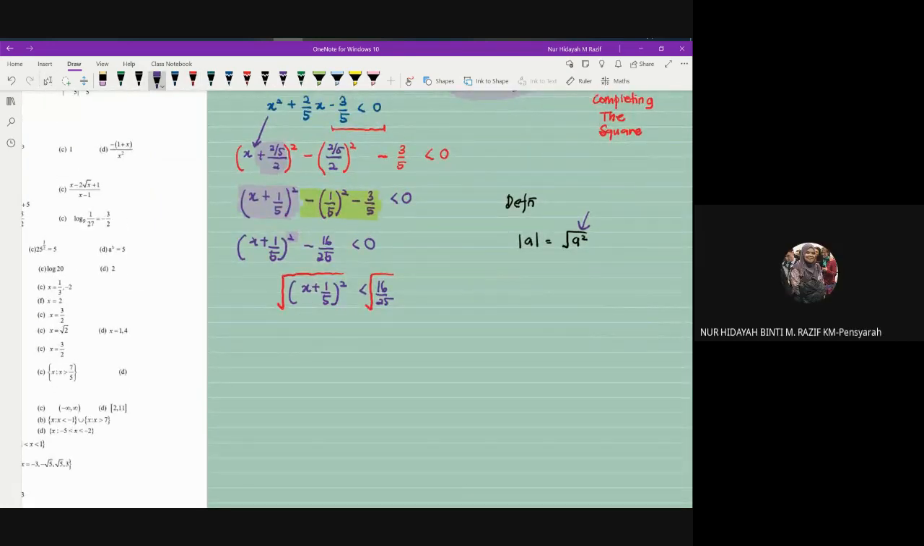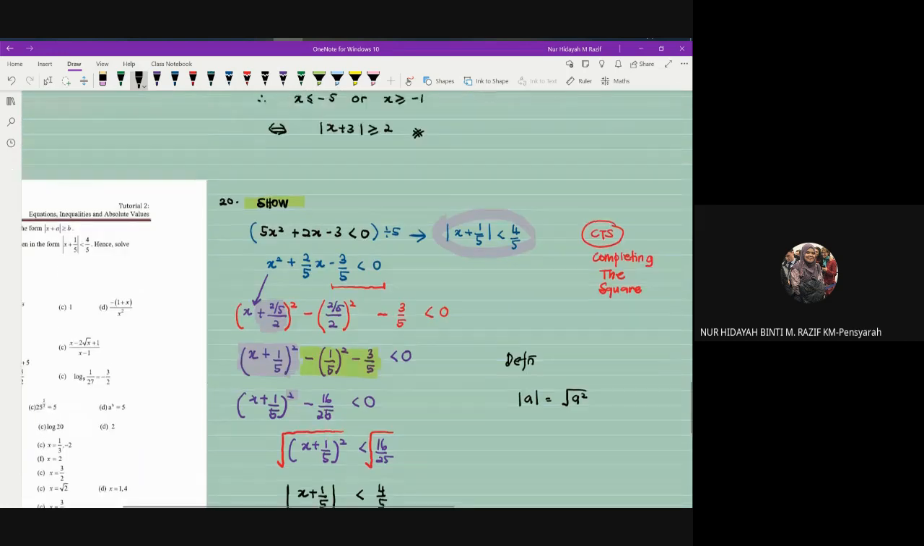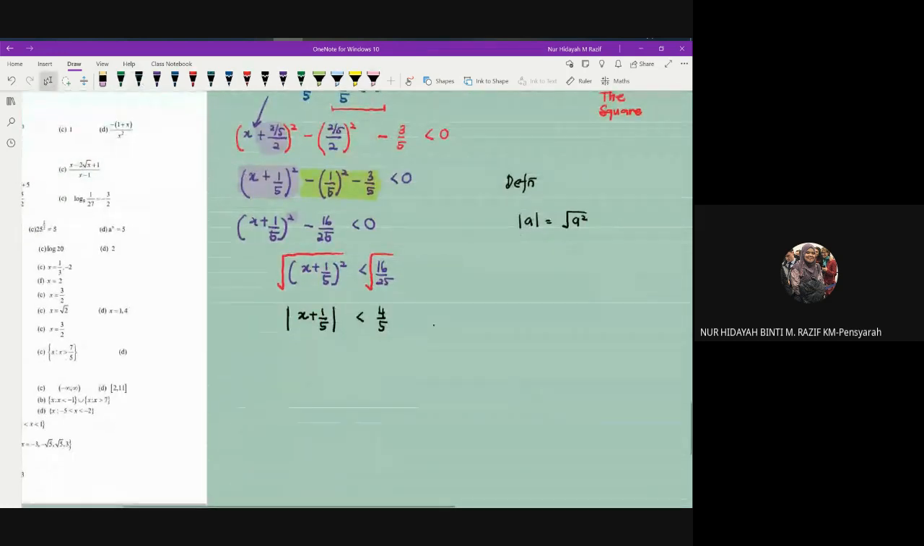Okay, so now that is already this definition. Hence, saya boleh tulis this is just the absolute value of x plus 1 over 5, and this one is less than, square root 16/25. Dia akan jadi 4/5. Okay, so dah dapat ke belum bentuk yang dia minta? Jawapannya sudah. So di sini saya boleh end my working dengan shown. Saya telah pun buktikan apa yang soalan minta saya buktikan.